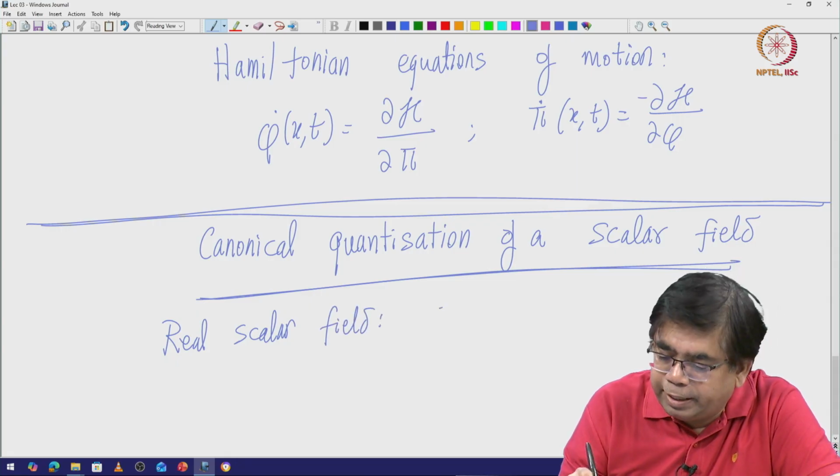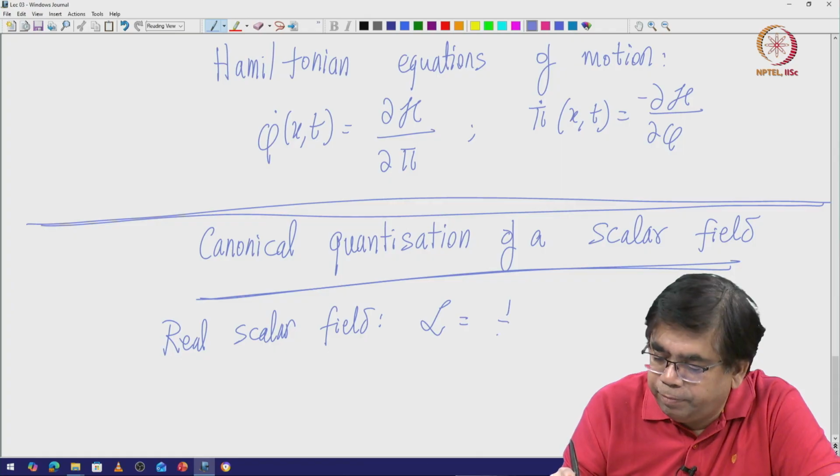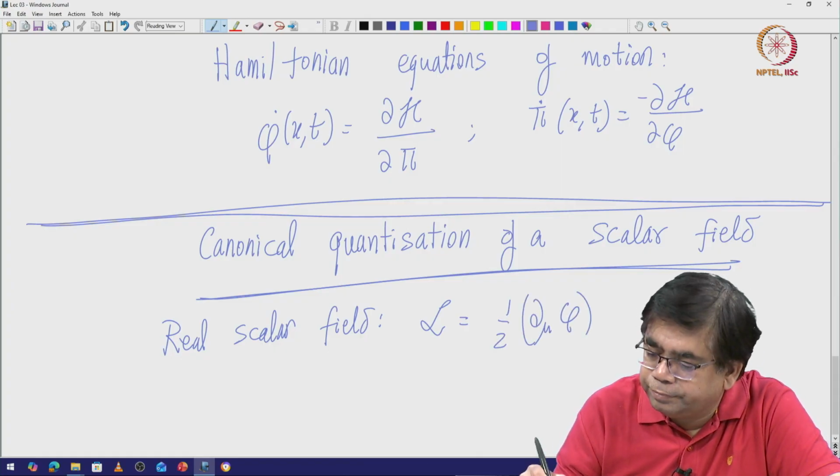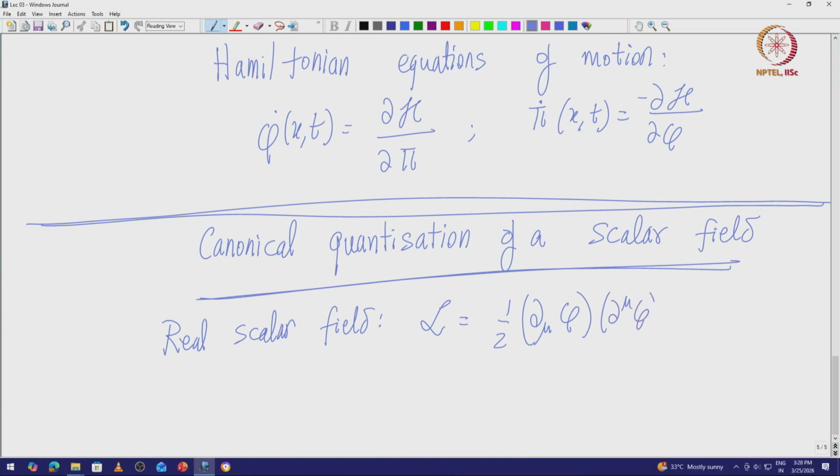Okay. So the Lagrangian is equal to half del mu phi del mu phi minus m square by 2 phi square. The Lagrangian of a real scalar field is given by this particular fashion. How do you know this is the Lagrangian?